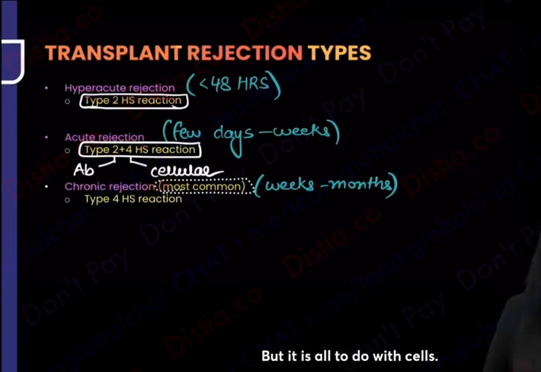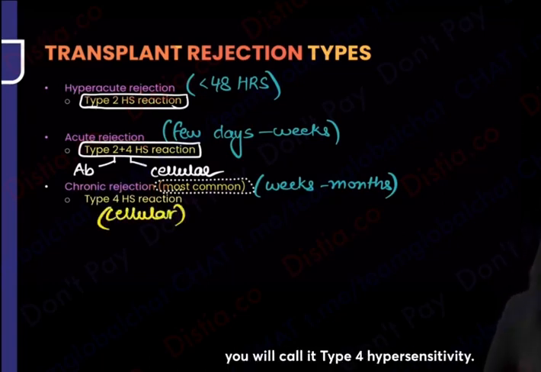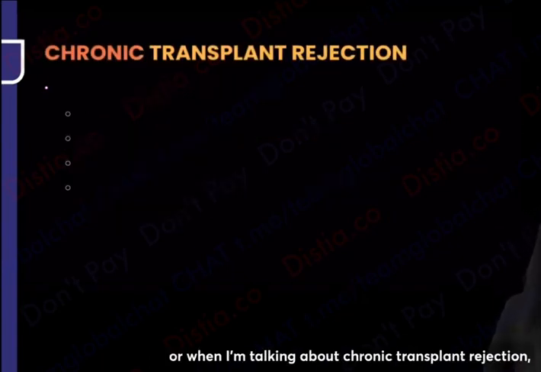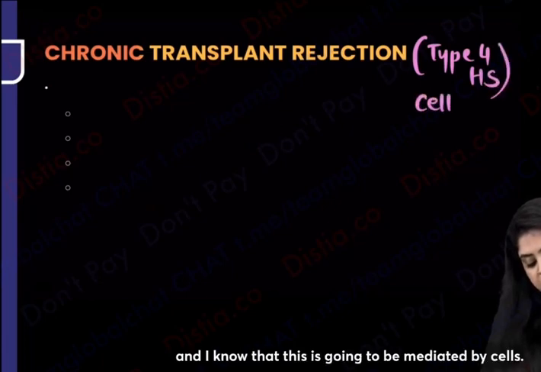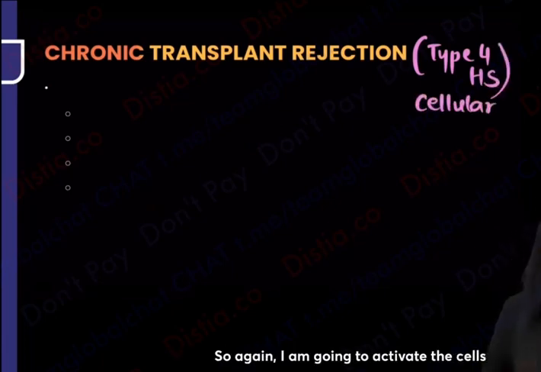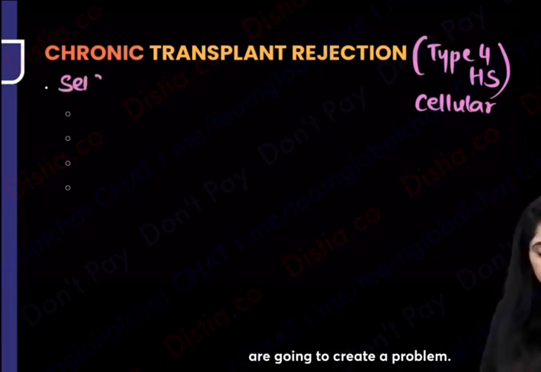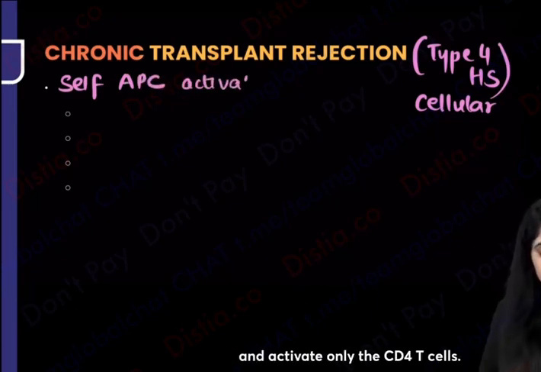But it is all to do with cells. When it is all to do with cells, which hypersensitivity will you call it? You will call it type 4 hypersensitivity. So now I can explain that when I'm talking about chronic transplant rejection, I know that it is type 4 hypersensitivity and mediated by cells. Again I'm going to activate the cells, but this time my own antigen presenting cells are going to create a problem. Self antigen presenting cells are going to activate only the CD4 T cells.